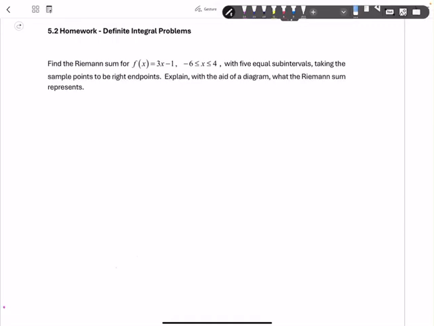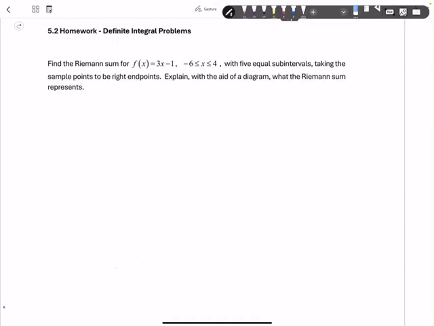Hi there. Let's take a look at the following problem from the section on definite integral problems. The problem says, find the Riemann sum for f of x equals 3x minus 1 on the interval from -6 to 4, with 5 equal subintervals, taking the sample points to be right endpoints. Explain with the aid of a diagram what the Riemann sum represents.